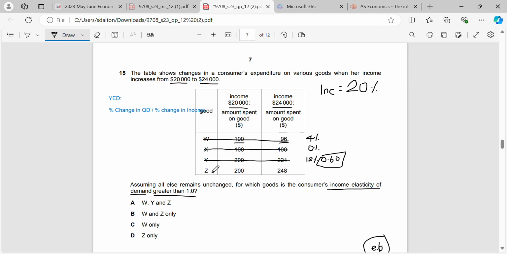Okay, so the only one that's left, which would be greater than 1.0, is here, which will be a 24% change in quantity demanded from 200 to 248. 24 over 20 will give us 1.20 as the income elasticity of demand. So Z is the only one that will be income elastic.